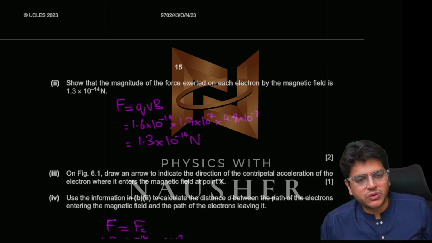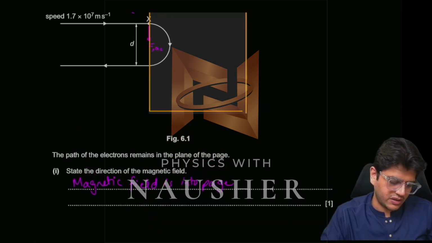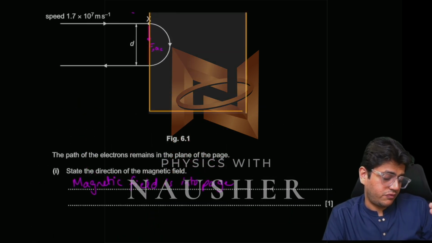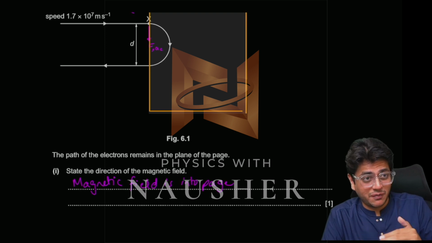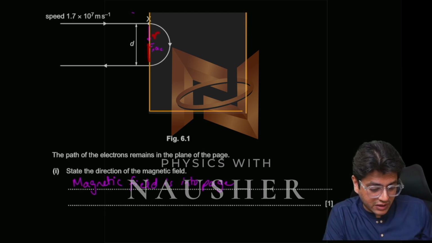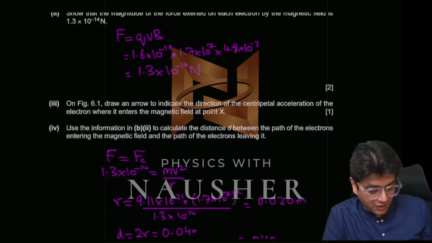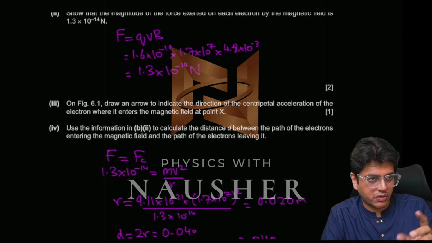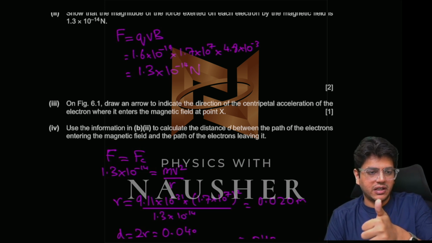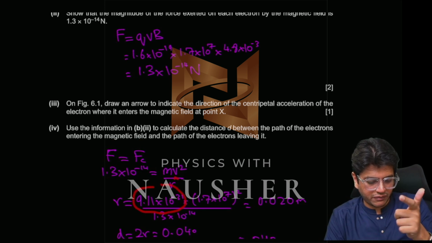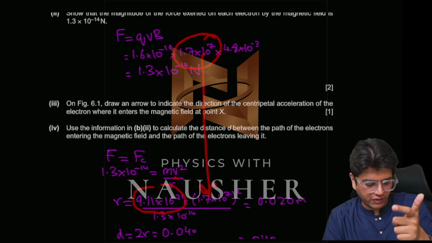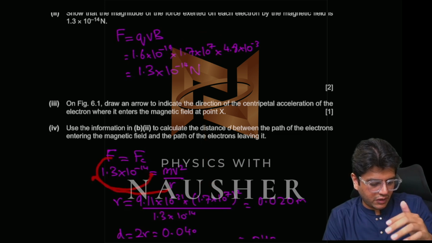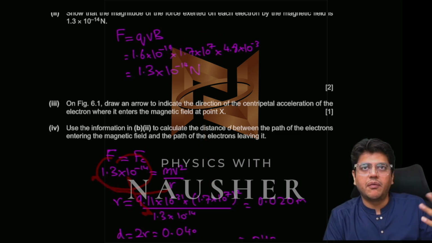Use the information in B2 to calculate the distance d between the path of the electrons entering and leaving. So they're asking you for this distance. So magnetic force provides the centripetal force. You can find out what the radius is, and then you can double the radius. So F is equal to Fc. You already have the magnetic force. It provides you with the centripetal force, mv squared over r. You have the mass in the data booklet, 9.11 × 10^-31. You have the velocity given to you in the question over here. And you just rearrange, take r to this side, 1.3 × 10^-14 comes down, and you know the answer.